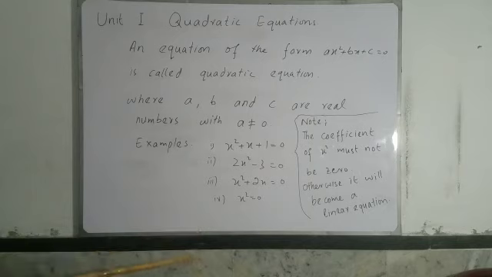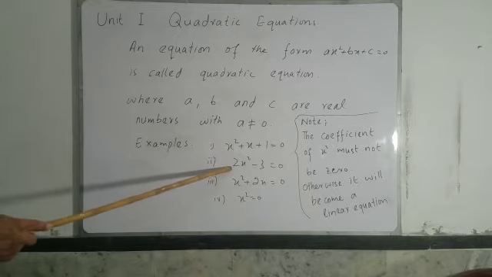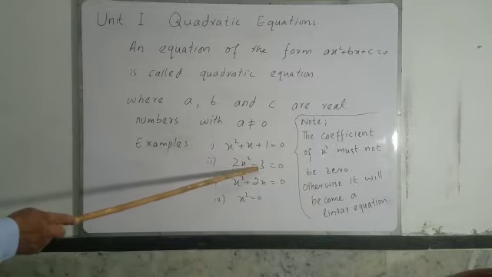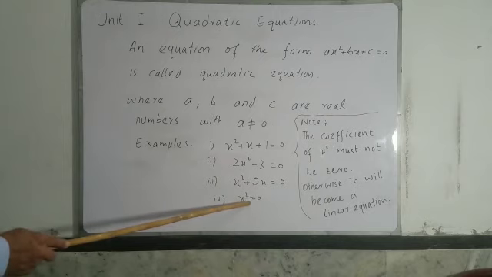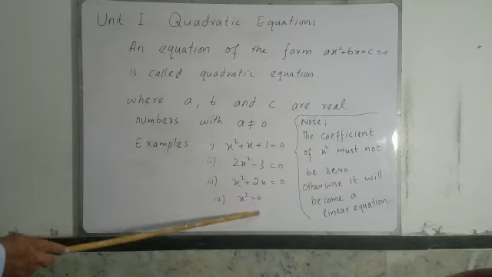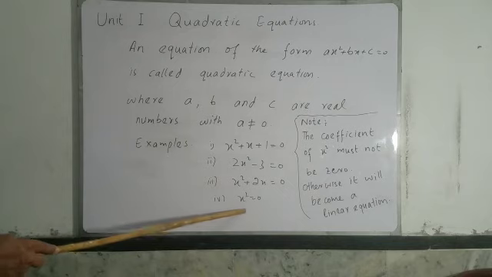In all these four equations, the first one is in standard form. This one is not in standard form because here the linear term is missing, or we can say that the term in which the variable x is. So here it is missing. Here the constant term is missing, and here the constant and linear term both are missing. So that's why this is also a quadratic equation.